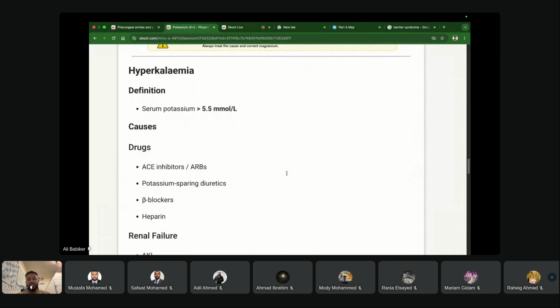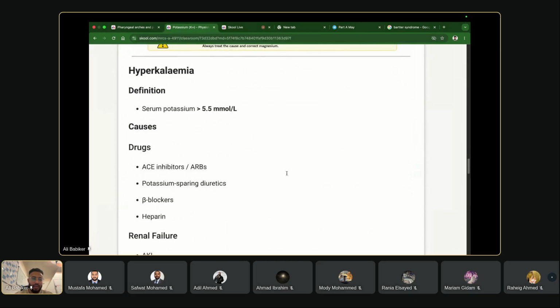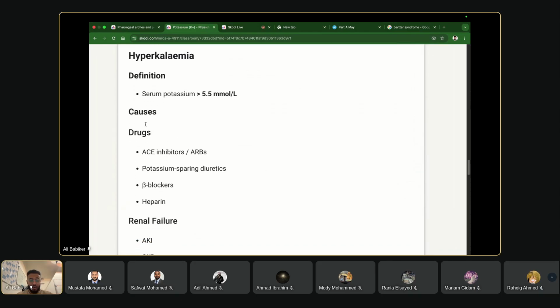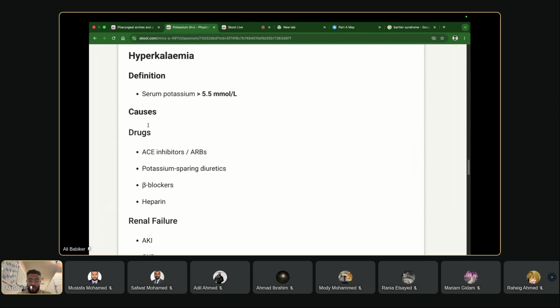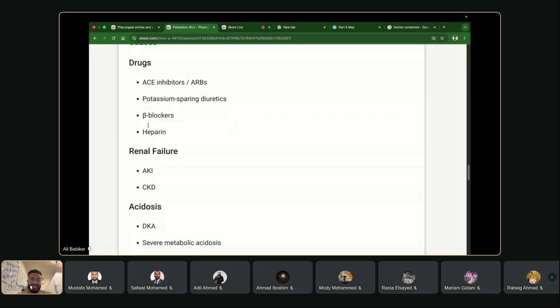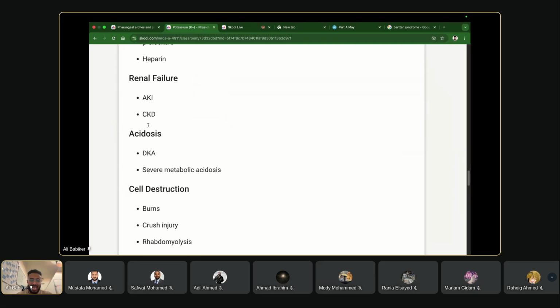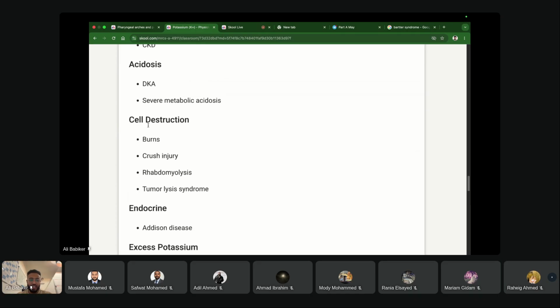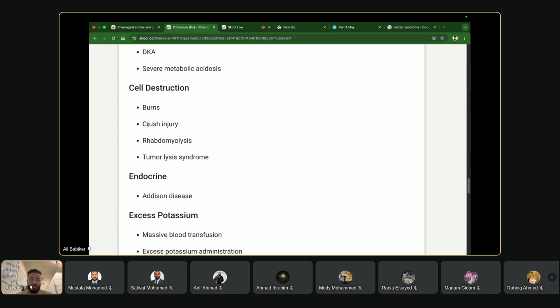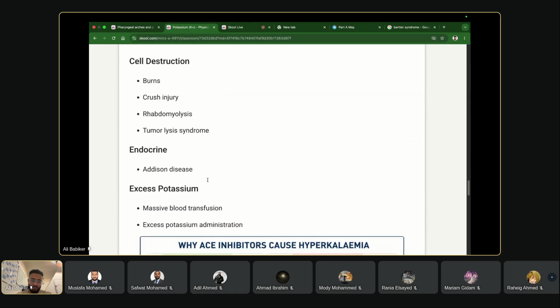All right. We finished the hypokalemia. Hyperkalemia definition: serum potassium above 5.5 millimole per liter. It could be due to ACE inhibitors, potassium-sparing diuretics like spironolactone, beta blockers, and heparin. Or it could be due to renal failure, AKI, CKD, or acidosis like DKA, severe metabolic acidosis, or due to cell destruction like burns, crush injury, rhabdomyolysis, and tumor lysis syndrome, or Addison's disease. Or it could be due to excess potassium like massive blood transfusion and excess potassium administration.